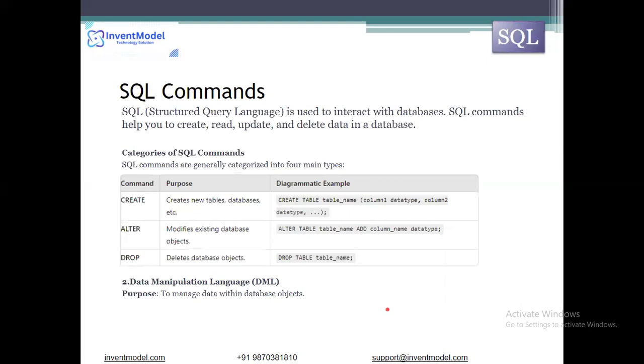Okay, so I think you have understood all the operators. Now let's move to the SQL commands. There are different types of SQL commands. SQL, the full form of Structured Query Language, is used to interact with databases. SQL commands help you to create, read, update, and delete data in a database. It means SQL commands are used to update and modify the data stored in databases. SQL commands are generally categorized into four main types.